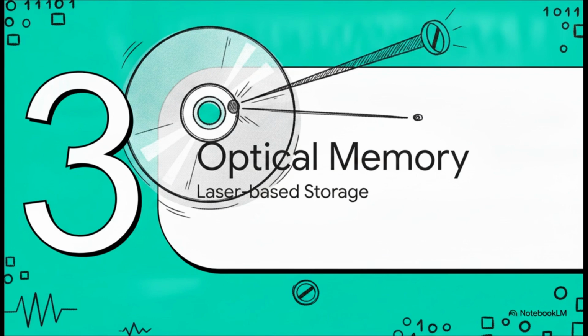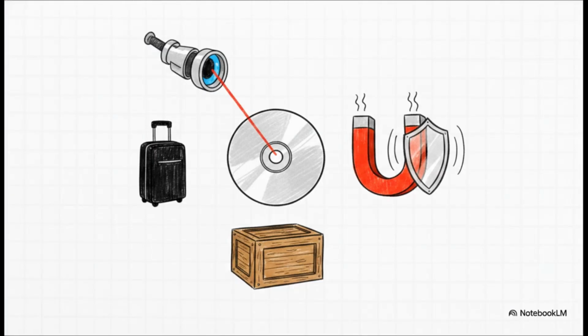Let's roll right into the third and final category in our storage lineup, Section 3, Optical Memory. Optical memory is fascinating because, unlike the others, it uses light to manage your data.